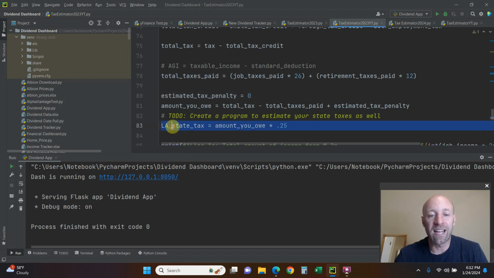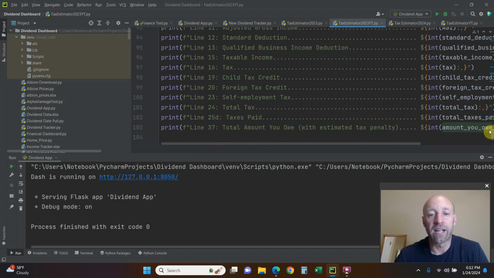Ignore this Louisiana state tax. This was just my WAG, which is a wild guess. But I do want to create a program that helps me with my Louisiana state taxes. Over the last 3 years since I've been retired, it's averaged out 25%. But again, that's so wild of a guess that I'm not sure why I even have this.